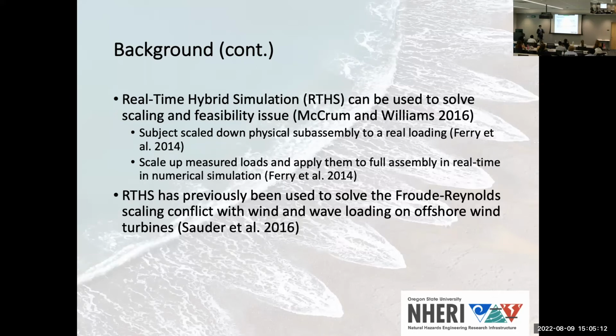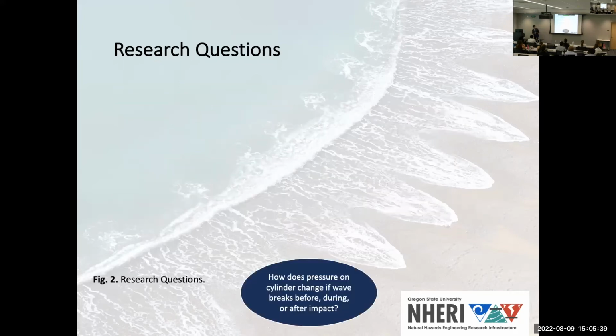This is one method we can use. RTHS is defined as essentially subjecting a scaled down piece of a larger system to a physical load and then implementing that other load in a numerical sense. Once we have that physical load, we can scale it up and apply it to the numerical model. There is some precedent for this. It has been used to solve the Froude-Reynolds scaling conflict when it comes to wind and wave loading on offshore wind turbines.